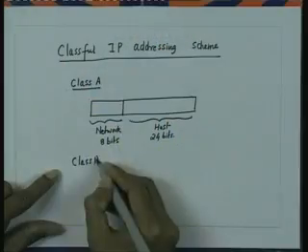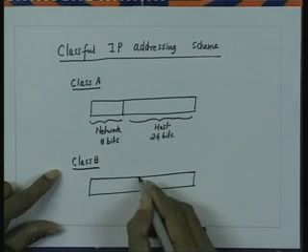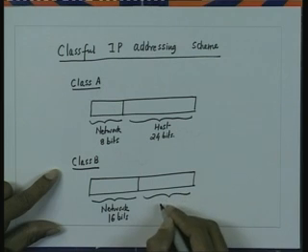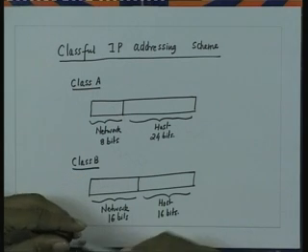And soon, when this class A IP addressing scheme was introduced, it was realized that this is too few a number as the internet was evolving. So therefore, a class B IP addressing scheme was introduced. In class B IP addressing scheme, 16 bits are reserved for the network number and 16 bits are reserved for the host number.